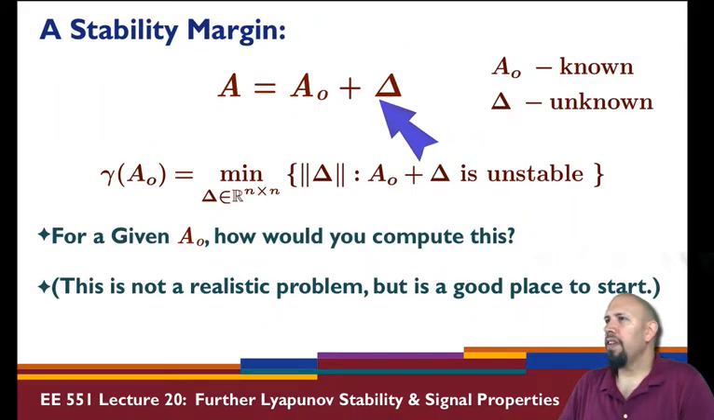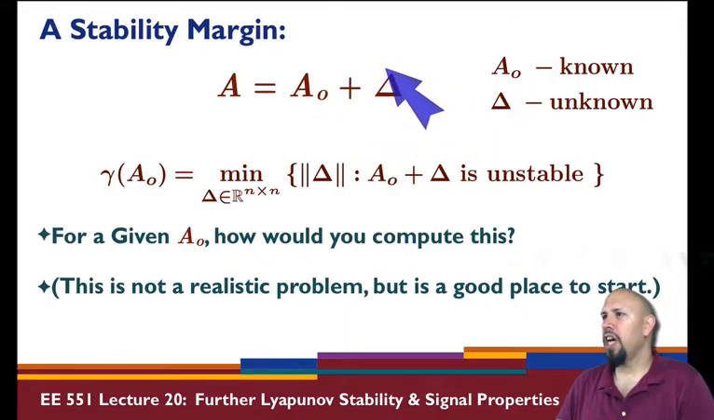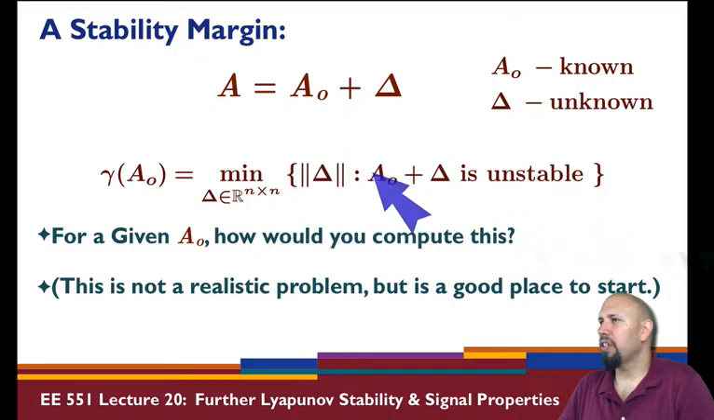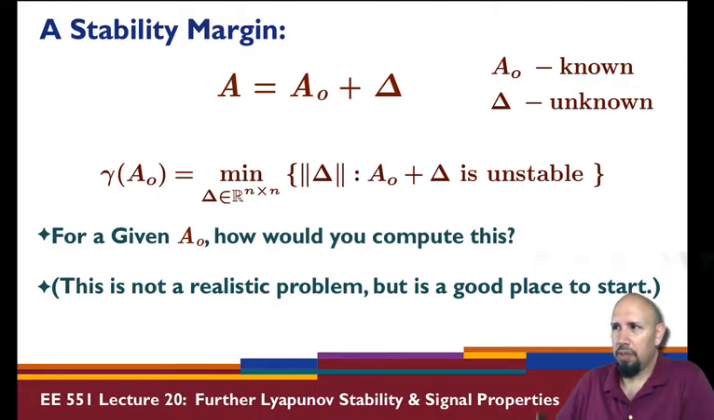Suppose now we want to establish a stability margin. So we have this matrix where the nominal A is known, and then you have the perturbation, which is unknown. And we want to find gamma to be the smallest over all n by n deltas, where gamma is the norm of delta, such that A plus delta is unstable. We want to find the smallest delta that makes A plus delta unstable. So that's a kind of stability margin. How large can delta be? Or rather, how small can delta be and still make it unstable? That is basically what this is saying.